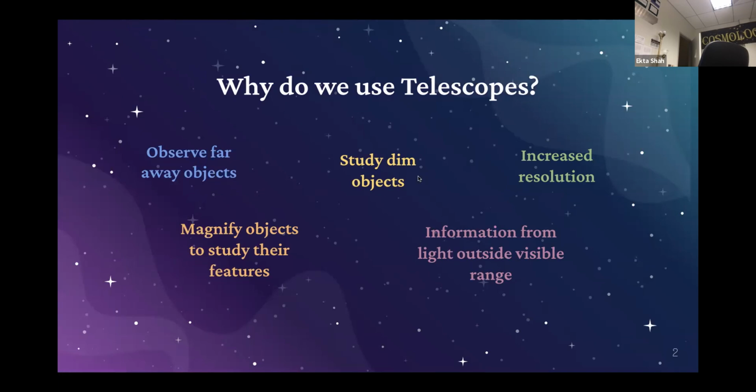So in another way, they're really dim. And to study their features, we want telescopes to magnify them. So that's one of the cases. Telescopes also let us increase their resolution. And then one of the best things that I think about telescopes is that we can collect light that is outside of our visible range.